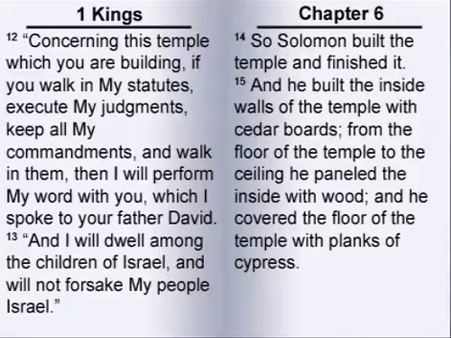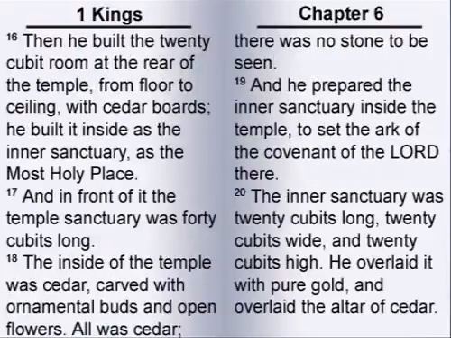So Solomon built the temple and finished it, and he built the inside walls of the temple with cedar boards. From the floor of the temple to the ceiling he paneled the inside with wood. And he covered the floor of the temple with planks of cypress. And he built the 20-cubit room at the rear of the temple, from floor to ceiling with cedar boards. He built it inside as the inner sanctuary, as the most holy place. And in front of it the temple sanctuary was 40 cubits long. The inside of the temple was cedar, carved with ornamental buds and open flowers. All was cedar. There was no stone to be seen.